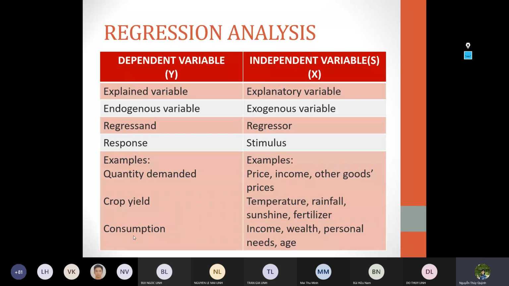Okay, so remember that you cannot determine the independent variables by yourself. You have to base on economic theories. You have to base on the results of previous research to determine the independent variables that we use to explain the value of the dependent variable. All right.